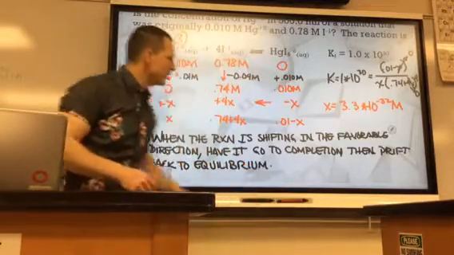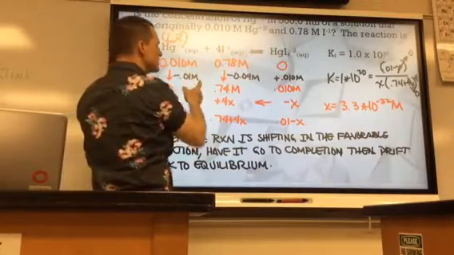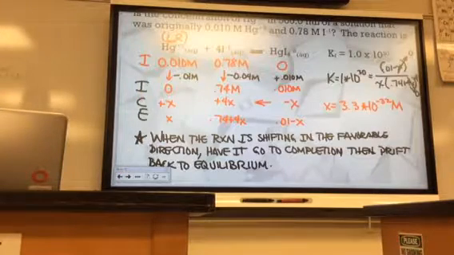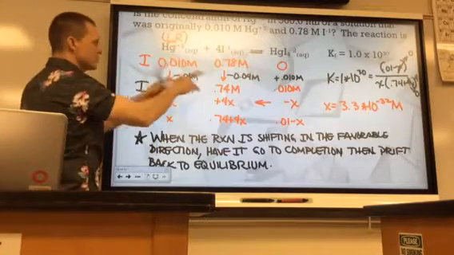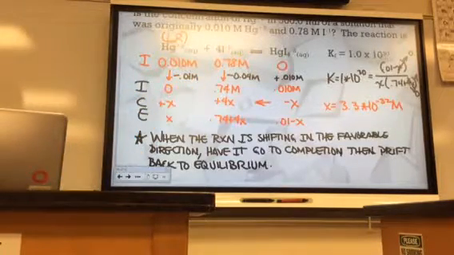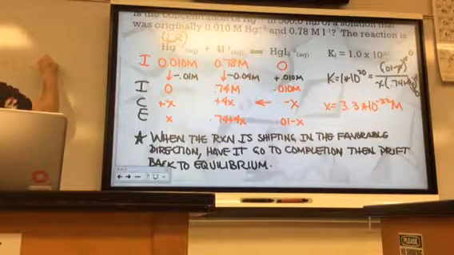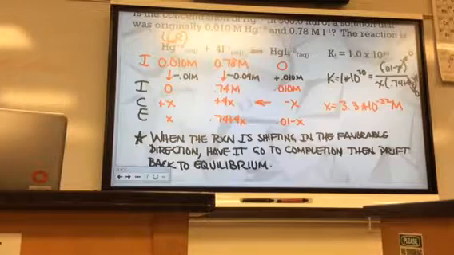Now, you might wonder, why did we have to do that whole modified ice table? Couldn't we just shift one way and have it good? I'll show you what it looks like if we did that. If we were to just take this to the right, we started with Hg2+ plus 4 iodide ions yields HgI4 2-. Okay, and we know what the K value is.